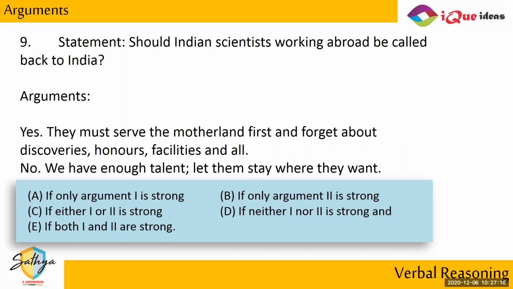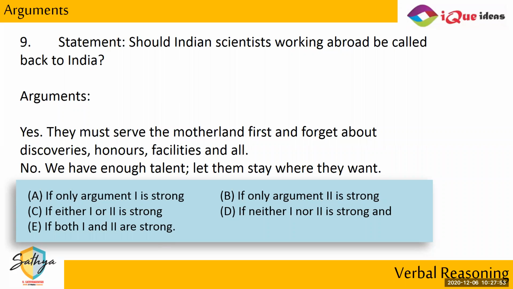Second one says, should Indian scientists working abroad be called back to India? It says no. We have enough talent, let them stay where they want. And some of you think that this is correct. But let's put it like this: if you have enough money, would you say that you don't want more money? Just because you have enough of a resource, does it mean that we will refuse all extra resources? Can you ever have enough of talent? कि नहीं, इतना talent है मेरे में, इससे मुझे ज्यादा चाहिए ही नहीं? How can you say that you have enough talent? And even let's assume that you have enough of something. What's wrong in having more of it?